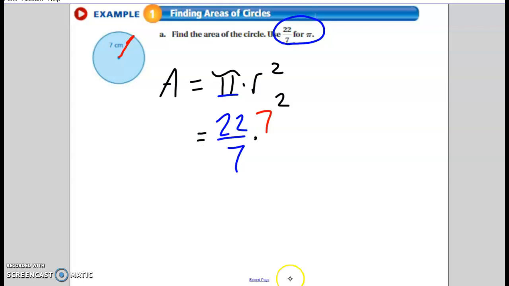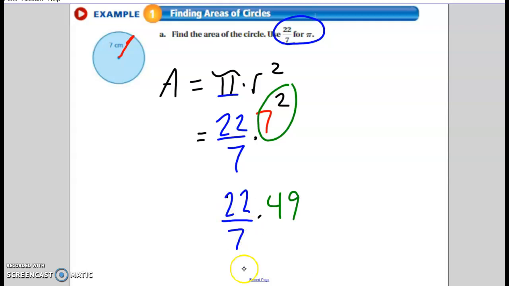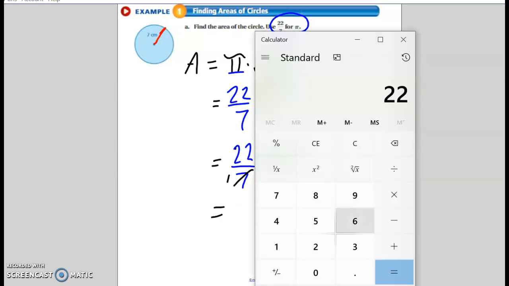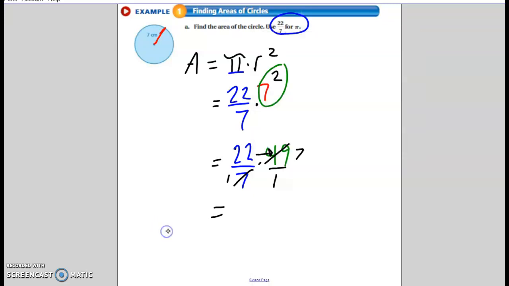So we're going to do exponents first. 7 squared, well, that's 49, times, and we still have the pi as 22 over 7. And this is why they wanted us to use 22 over 7, because if I multiply these fractions now, 49 over 1, I can do 7 into 49, so 7 divided by 7 is 1, 49 divided by 7 is 7, and now I can multiply straight across and just do 22 times 7, and that'll be my answer. 22 times 7, 154.